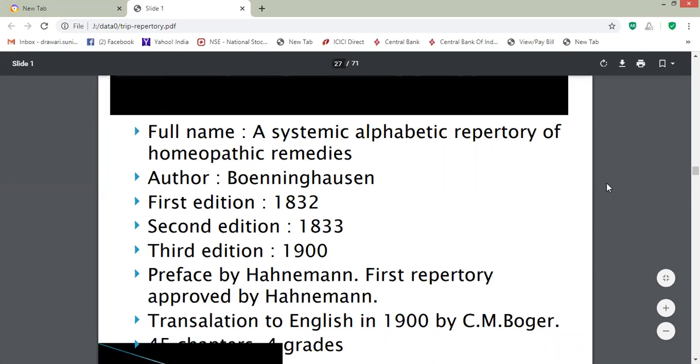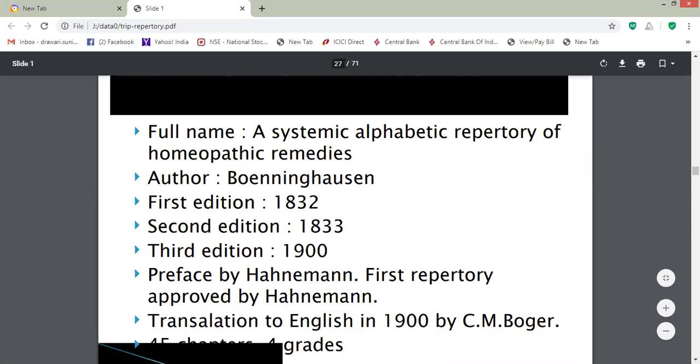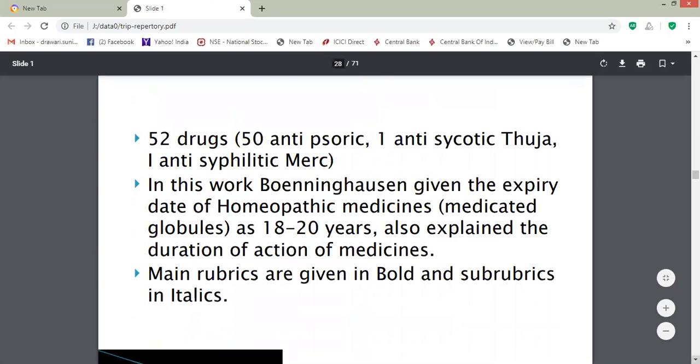by Dr. C.M. Boger, and in this repertory 4 grades are given. About 52 drugs are included in this repertory, that is 50 antipsoric medicines, 1 antipsychotic medicine, that is Thuja, and 1 anti-syphilitic medicine, that is Mercurius or Merc sol. In this way, the total number of medicines is 52 in this book.